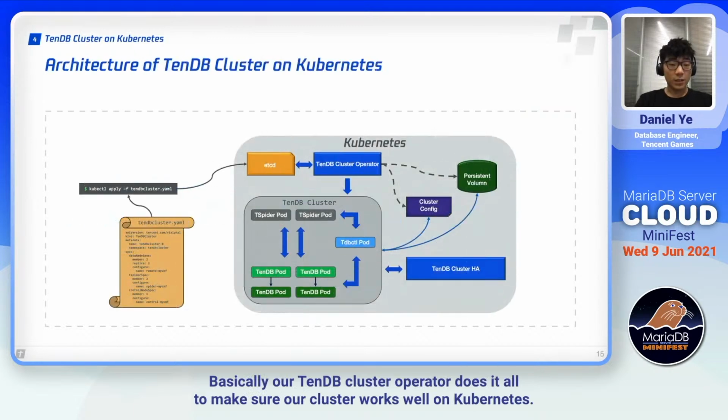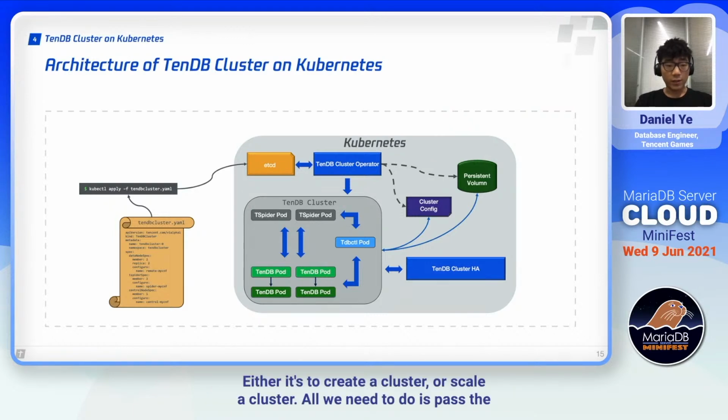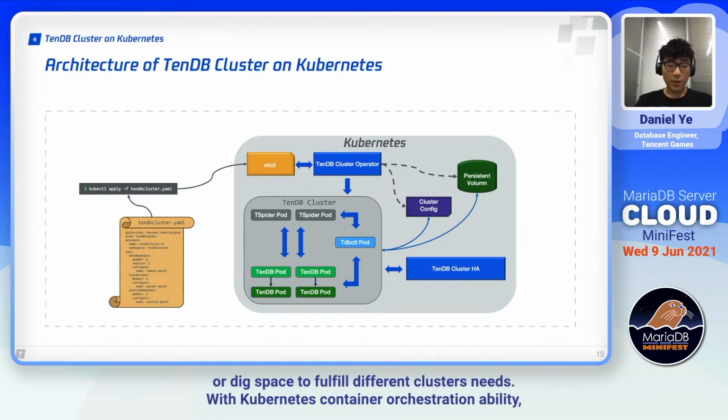Basically, our 10DB cluster operator does it all to make sure our cluster works well on Kubernetes, either to create a cluster or scale a cluster. All we need to do is pass a YAML file describing the configuration to one command, and then let the operator do the rest. With modern containers, we are able to precisely allocate resources like CPU cores or disk space to fulfill different clusters' needs.